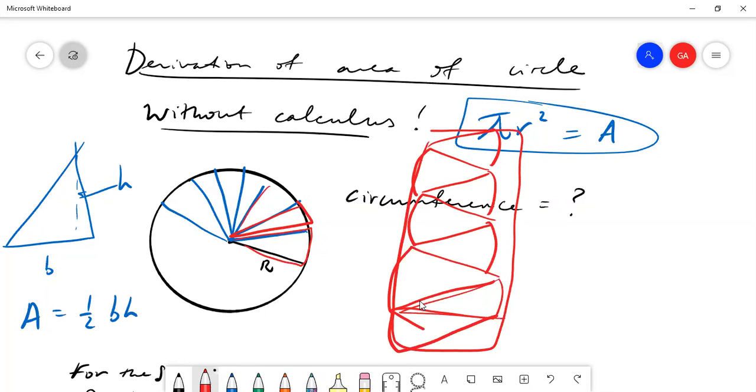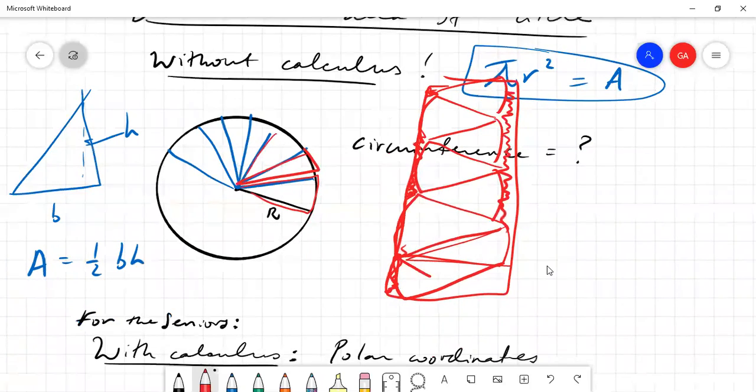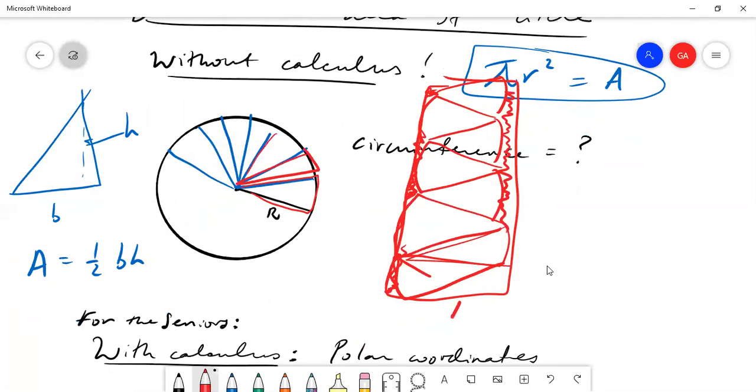There's some error, right? Sorry, this diagram sucks. There is some error in the sides, like all this space that I'm missing, because these are arcs, these are not perfect. These arcs of the pieces of the pie don't fit perfectly in my rectangle. But if I take an infinite number of these triangles, they would fit pretty well. The error would go to 0 in the limit that I take an infinite number of these triangles.